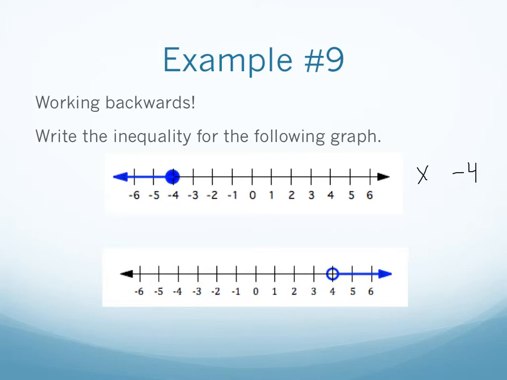It's everything to the left of -4, everything smaller. So it's going to be x is less than -4. It's going to be an equal to sign because the circle is filled in.